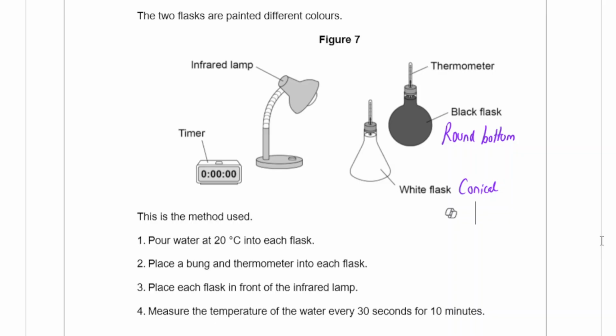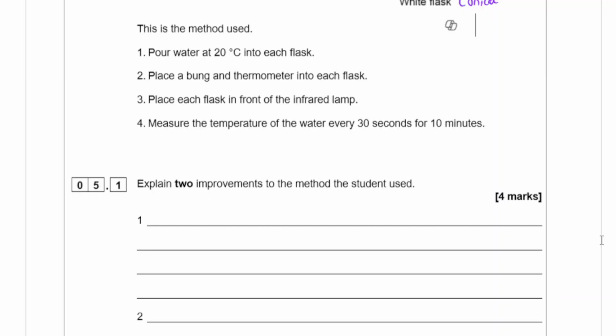Pour water at 20 degrees into each flask. Place a bung and thermometer into each flask. Place each flask in front of the infrared lamp. Measure the temperature of the water every 30 seconds for 10 minutes. Explain 2 improvements to the method the student could use.